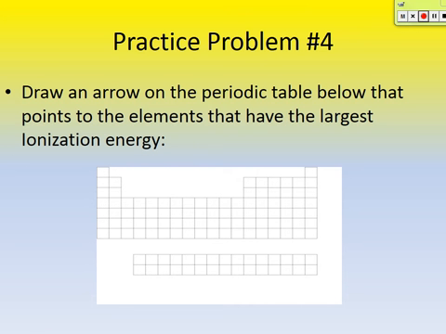Okay, let's go through practice problem number 4. Draw an arrow on the periodic table that points to the elements that have the largest ionization energy. So we're starting here at smallest, and it's going to point up to the top right. We're going to use that trend to answer a few questions, just like we did with radius.